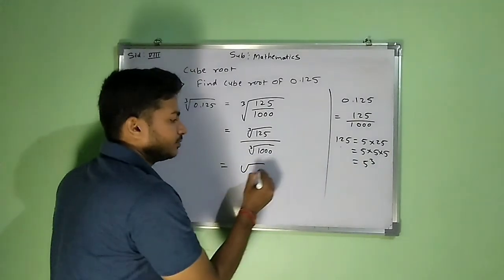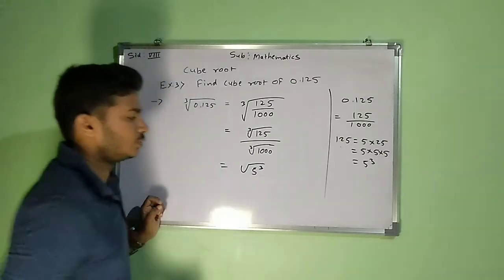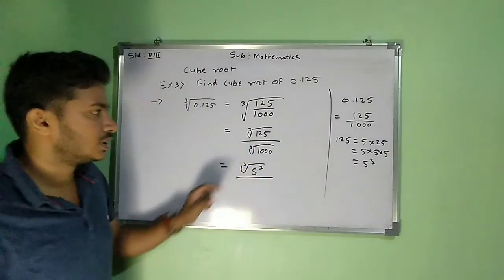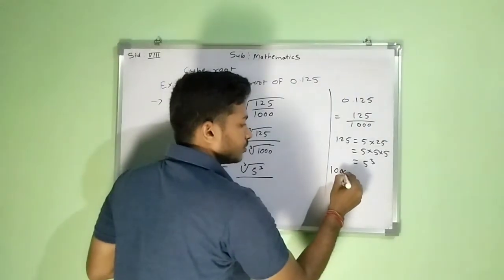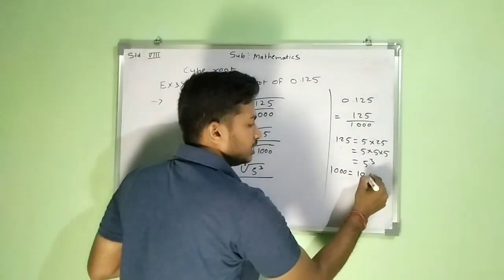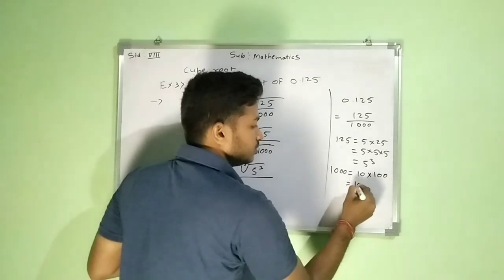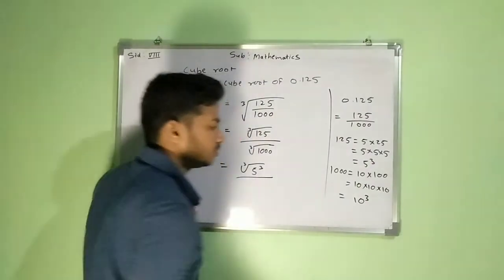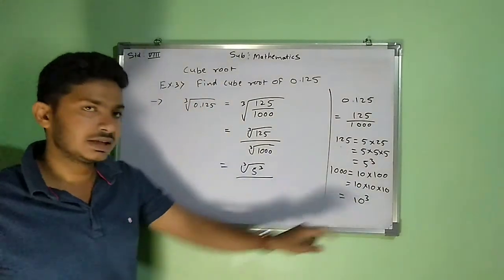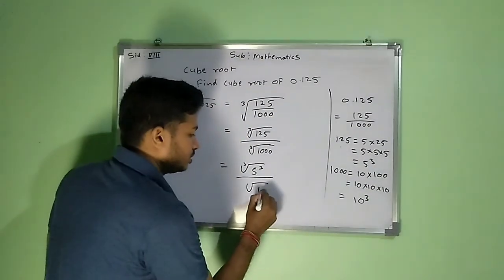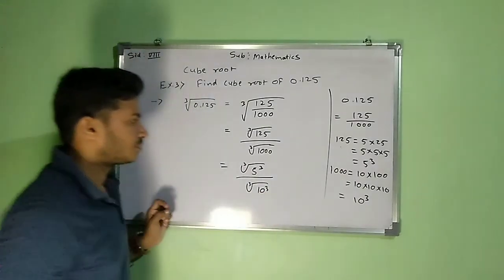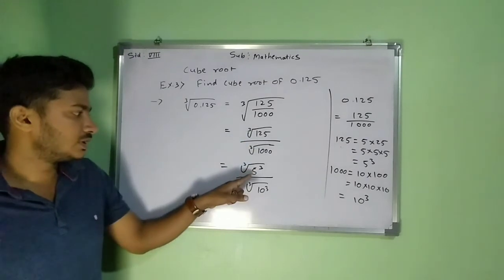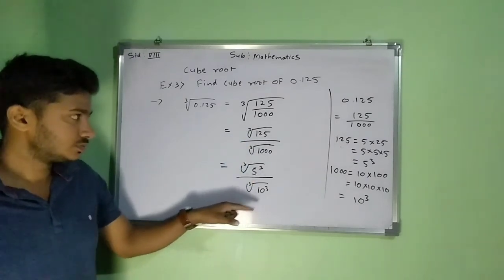Similarly, for 1000 also, it is written as 10 into 100, which is equal to 10 into 10 into 10, which is 10 cubed. So 1000 we can write as 10 cubed. So I have written 125 as 5 cubed and 1000 as 10 cubed.